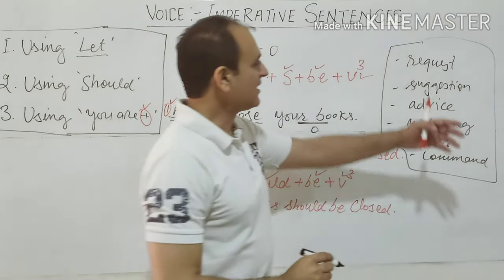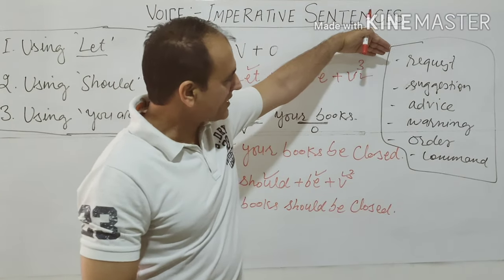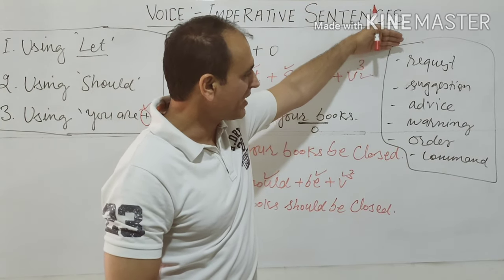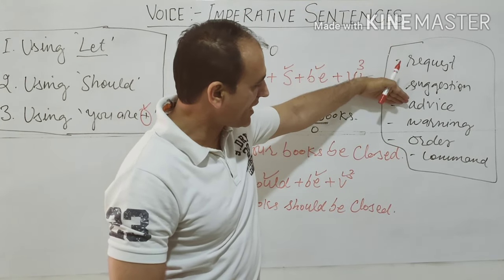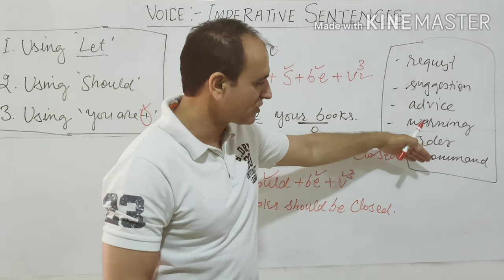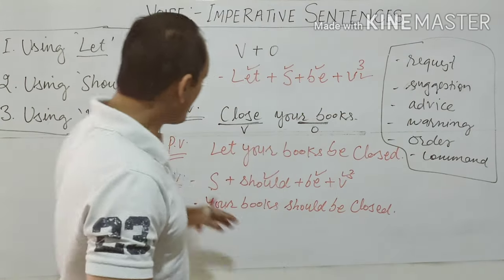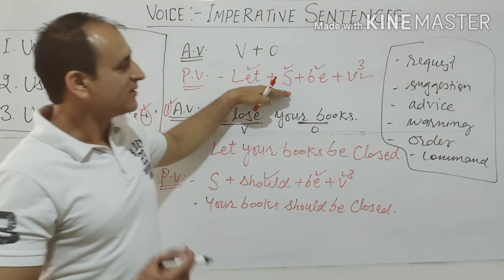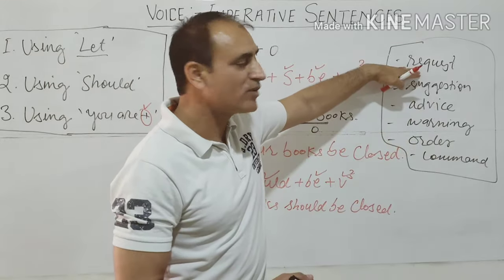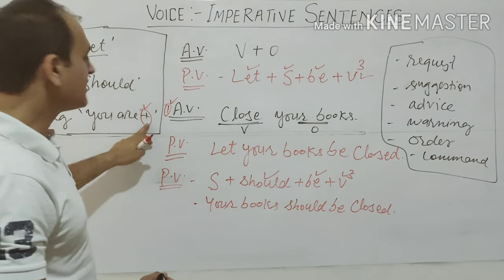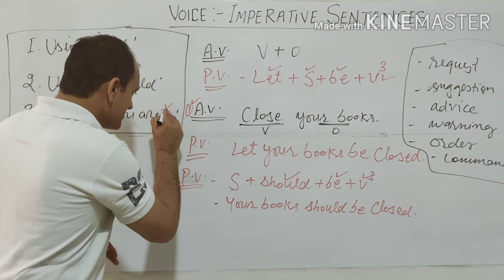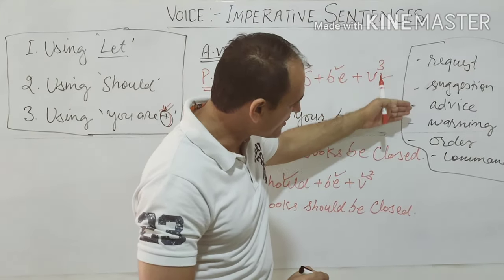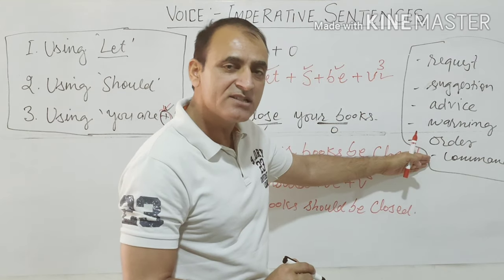So these are especially the moods which we are using imperative sentences for: to make a request, to give suggestion or advice, to give warning, to give order, or to give command. These ways. So we have to read the mood of the sentence. If you find that the sentence is used to make a request, so you are requested. This symbol plus must be replaced by one of the verbs representing these categories.